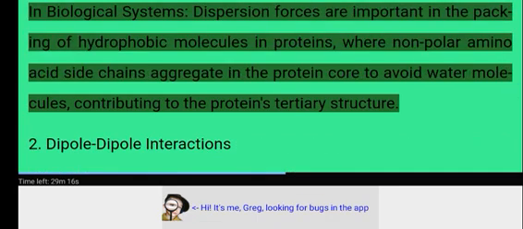In biological systems, dispersion forces are important in the packing of hydrophobic molecules in proteins, where nonpolar amino acid side chains aggregate in the protein core to avoid water molecules, contributing to the protein's tertiary structure.